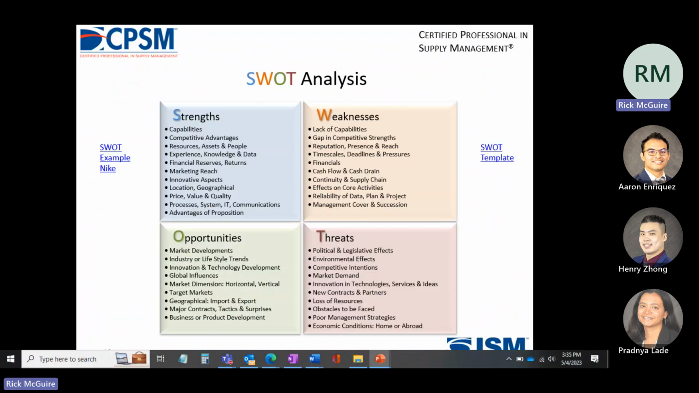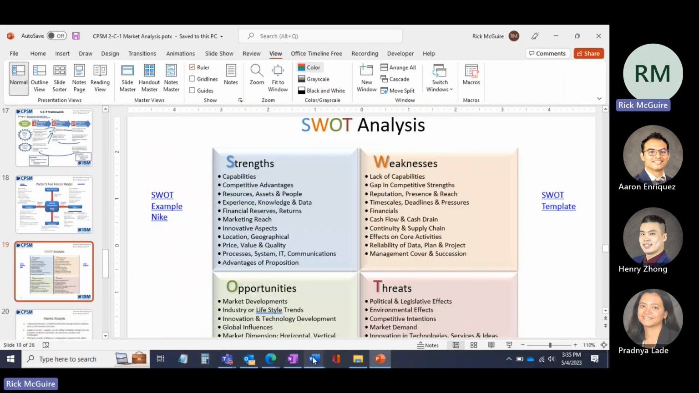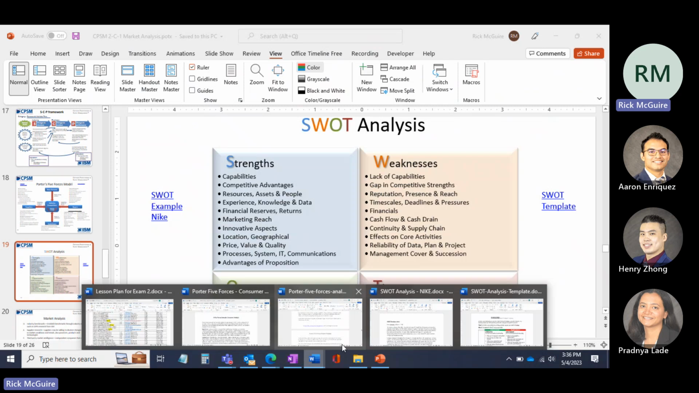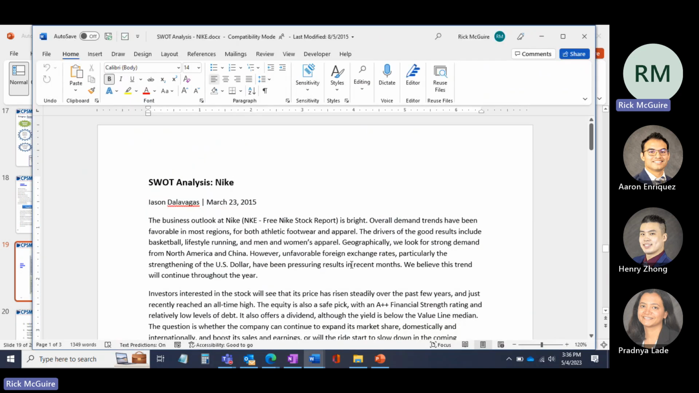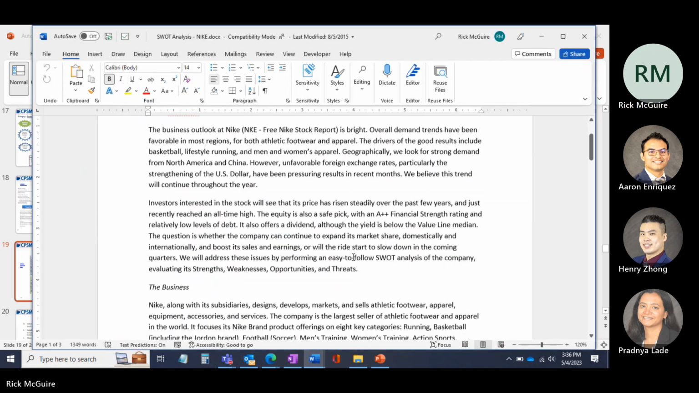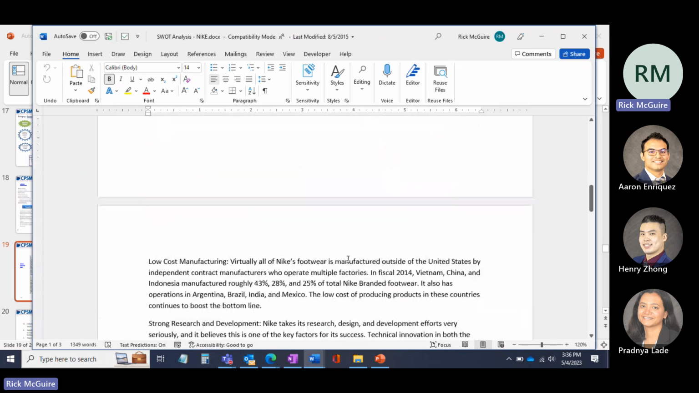And then you've got the SWOT analysis, which you've probably seen in business school. Strengths, weaknesses, opportunities, and threats. So this is internal, this is external to the company. You'll see it split up that way too. Here's an example of Value Line, again, writing a SWOT analysis on Nike from 2015. And it's just a narrative.